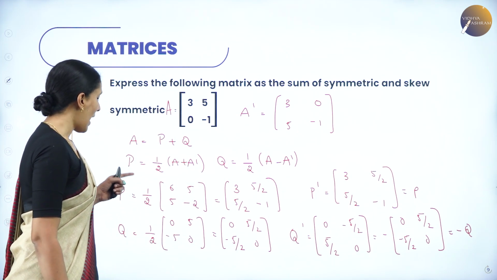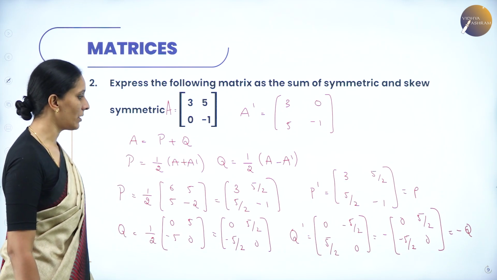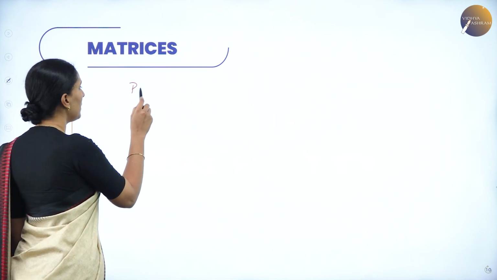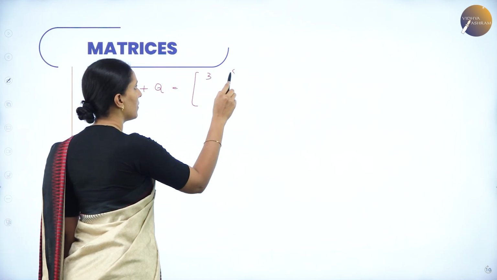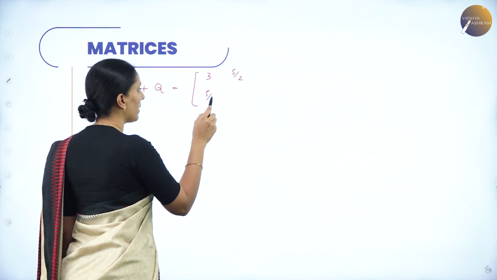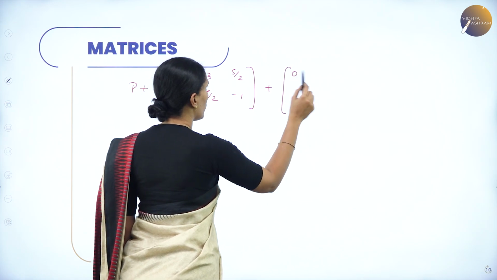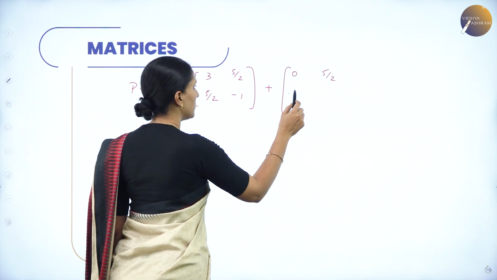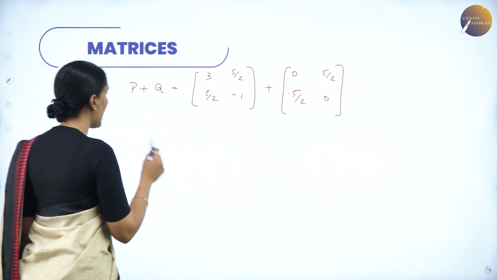Now let's add these two, because we got P as symmetric and Q as skew symmetric. Let's add them, P plus Q. P we got as [3, 5 by 2; 5 by 2, minus 1] plus Q, which is [0, 5 by 2; minus 5 by 2, 0] here. So let's add them.